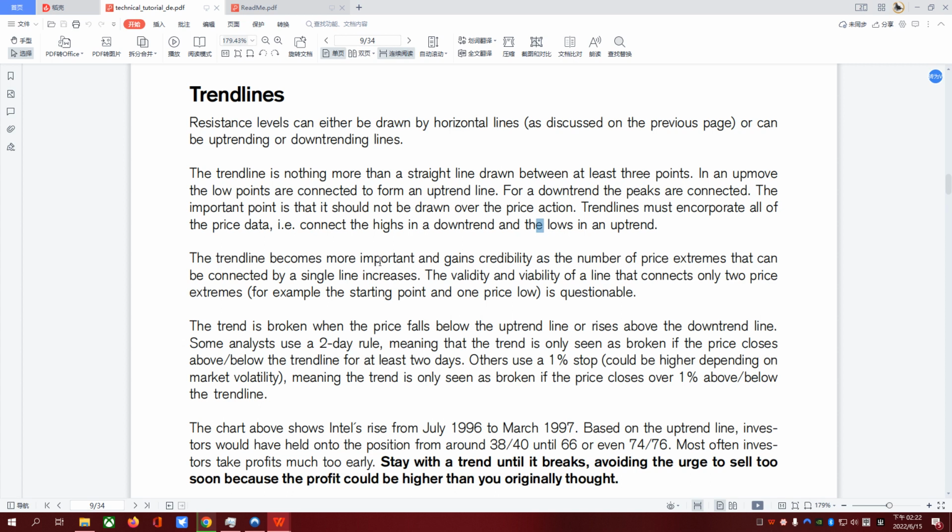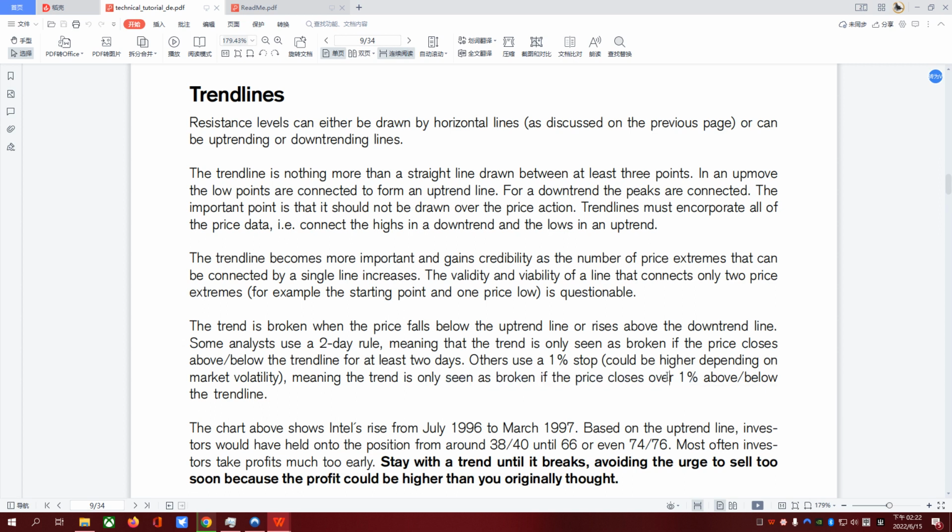Some analysts use a 2-day rule, meaning that the trend is only seen as broken if the price closes above or below the trend line for at least 2 days. If that doesn't last for at least 2 days, it would probably not be seen as a reversal momentum. And some people also use a 1% stop, which could be higher depending on market volatility, meaning that the trend is only seen as broken if the price closes more than 1% above or below the trend line.